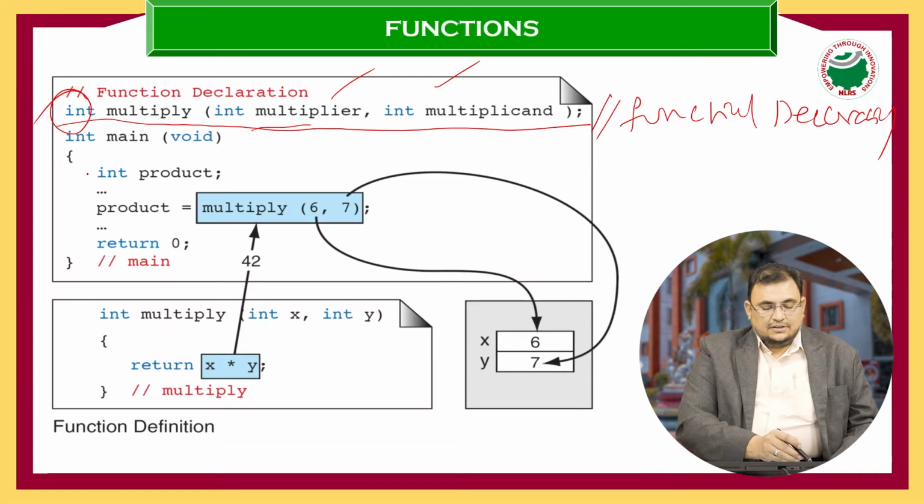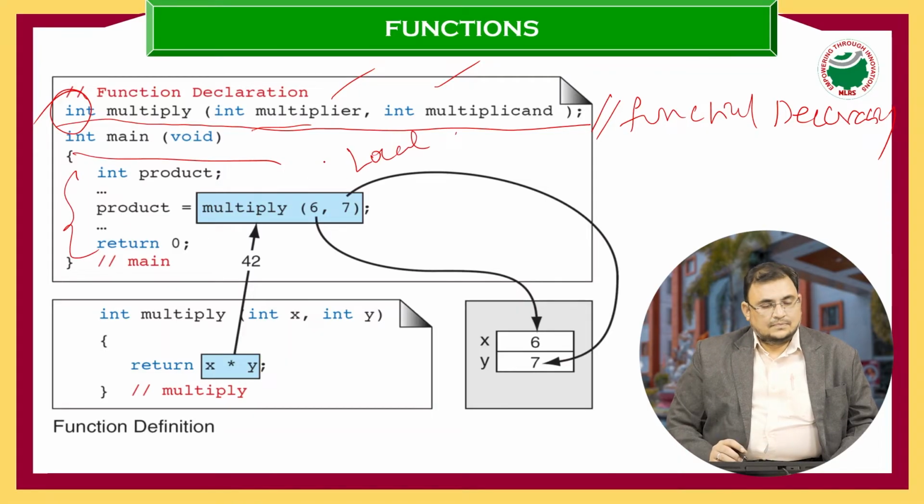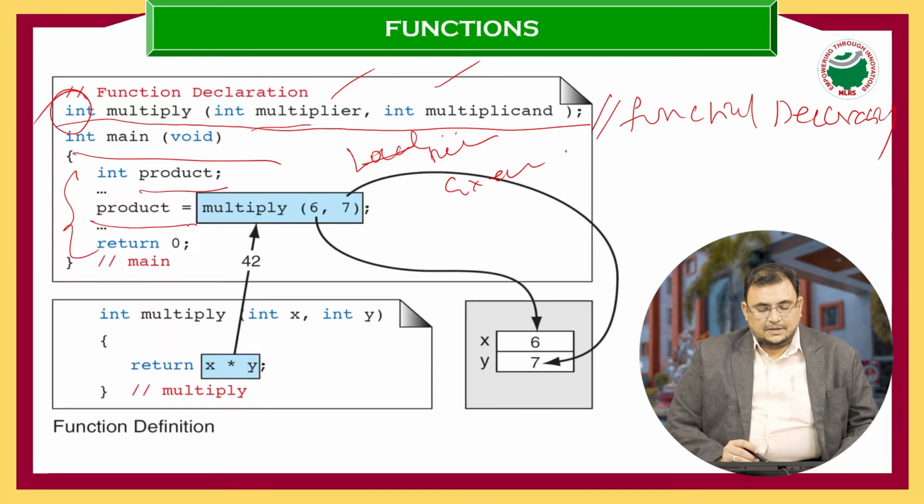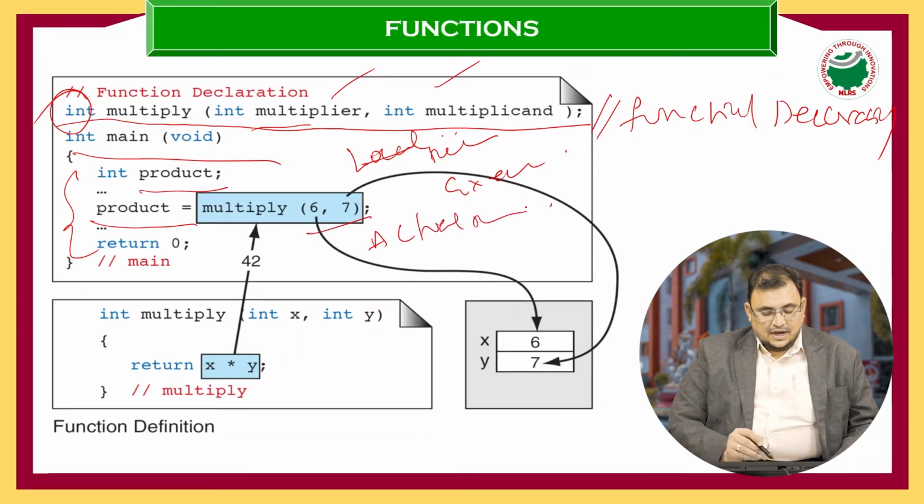And here you are using a main function. In the main function you have two things, the local part, the variable declaration part, and the execution part. In the variable declaration part you are declaring product. In the execution part you are writing product is equal to multiply 6 comma 7. So 6 comma 7 are called actual parameters, and whenever a function call occurs, control goes to the definition of the function. In the definition we are using multiply int x int y.